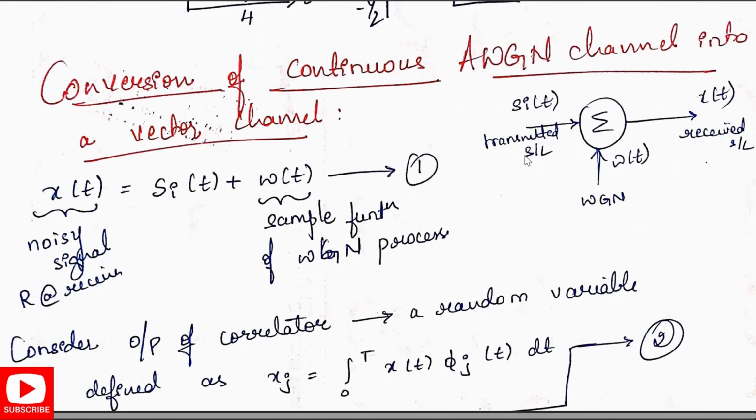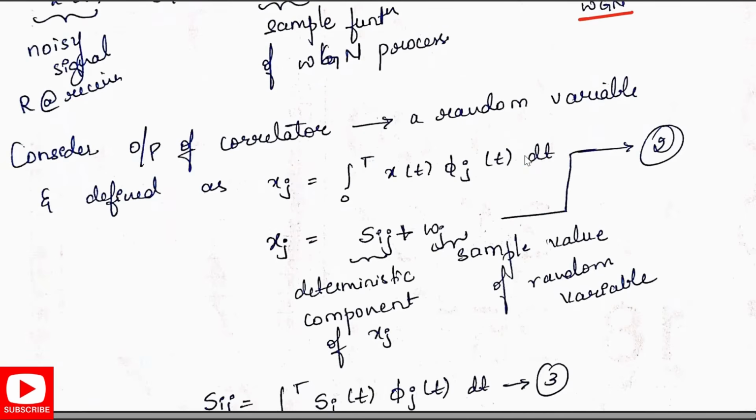Let's consider this equation where x of t is the noisy signal at the receiver, that is, Si of t plus omega of t. This omega of t is a sample function of the white Gaussian noise process. This can be represented as: when you give a transmitted signal Si of t along with white Gaussian noise, then you get the received signal x of t. So considering the output of the correlator as a random variable, it is defined as xj is the integral from 0 to T of x of t, phi j of t. So you can write it as sij plus omega j.